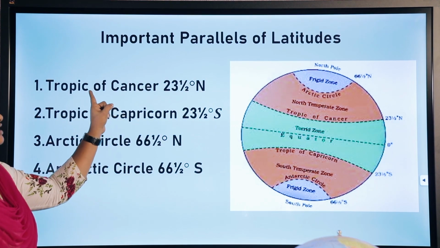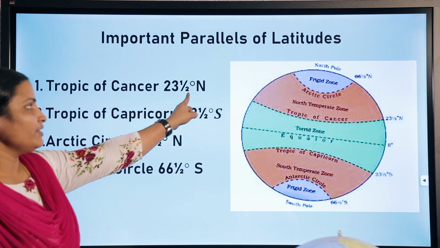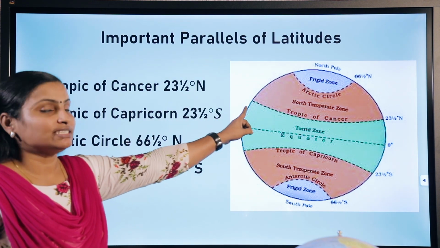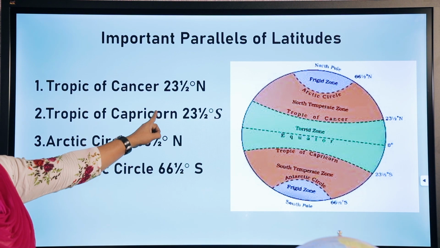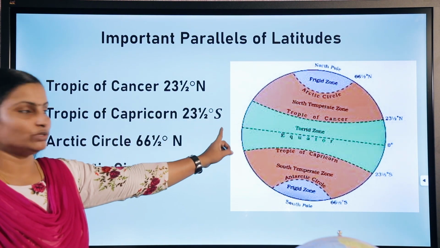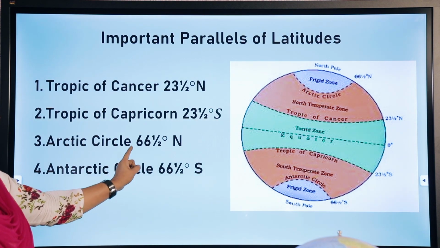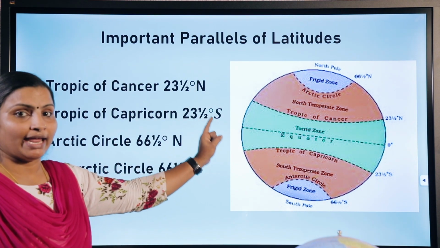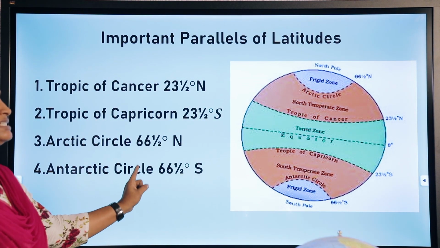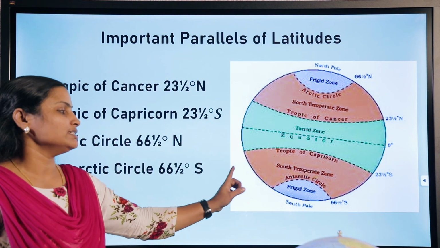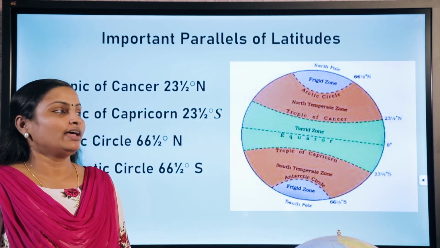See here, first one, Tropic of Cancer, 23.5 degrees. Here we have mentioned letter N. It is in northern hemisphere. Next one, Tropic of Capricorn, 23.5 degrees south. It is in southern hemisphere. Then Arctic Circle, 66.5 degrees N. It is in northern hemisphere. And Antarctic Circle, 66.5 degrees south. It is in southern hemisphere. These are the important parallels of latitude.